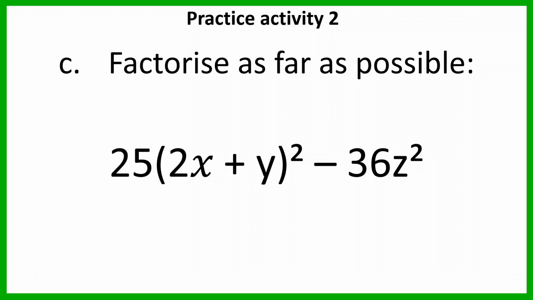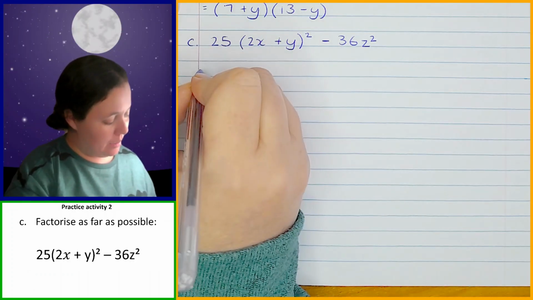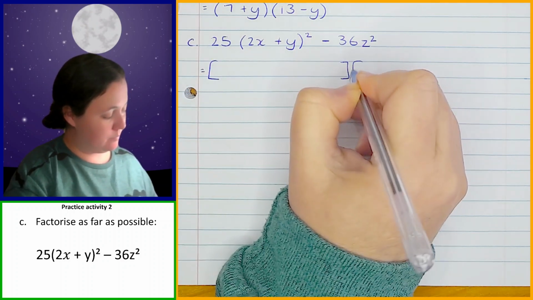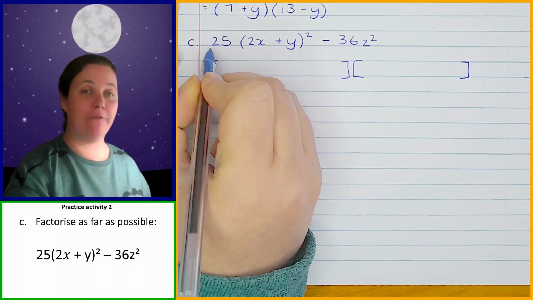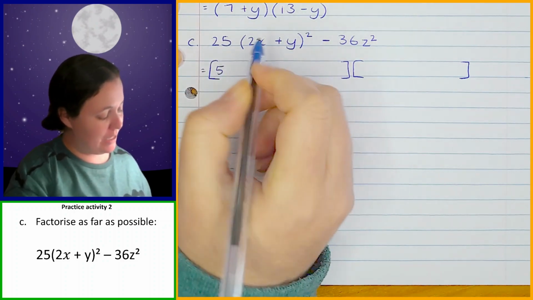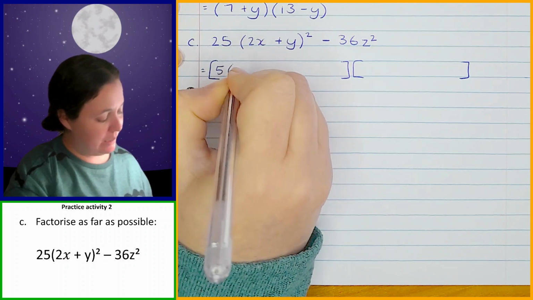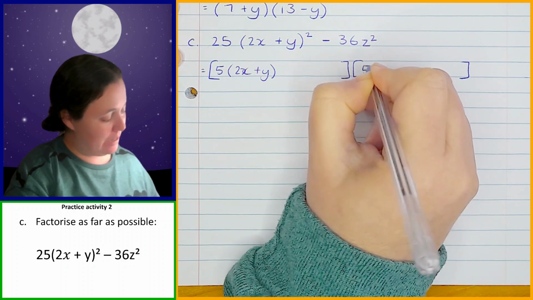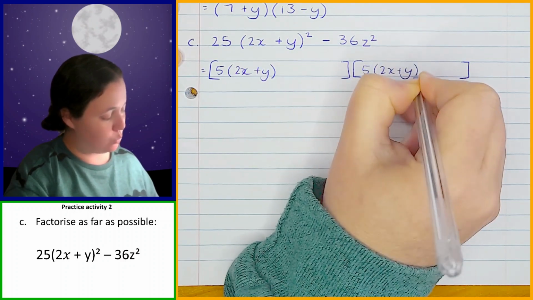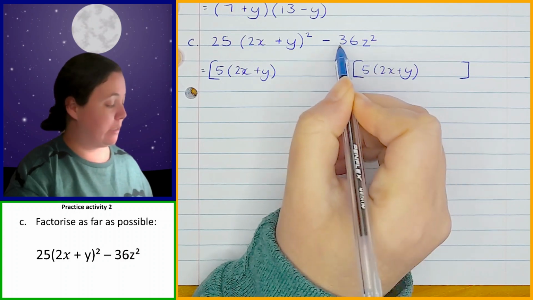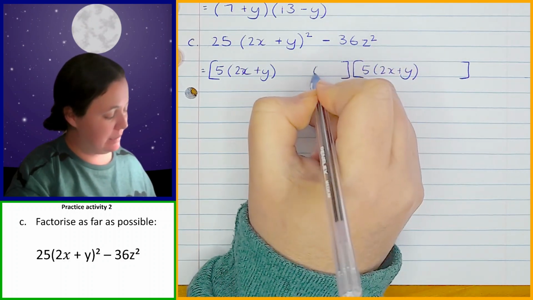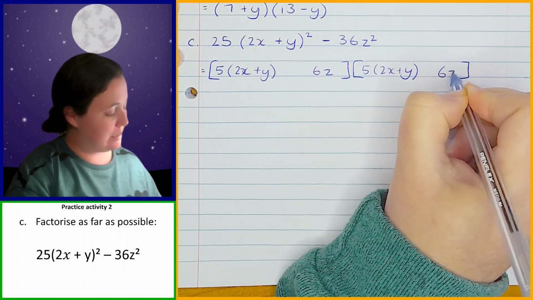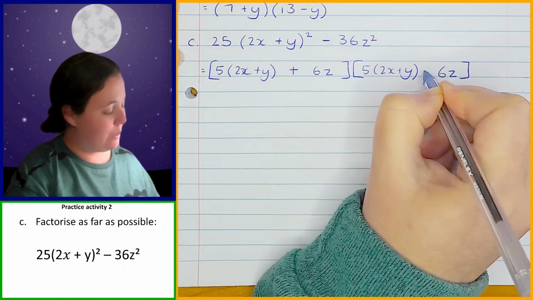Okay, so let's go through that question. Over here, I'm going to start off by opening my square brackets. I square root 25, that gives me 5, and I square root my bracket squared, that gives me 2x + y. Then over here I have 5 and 2x + y as well. Then I square root the 36, that gives me 6, and the square root of z squared gives me z. So over here that's also 6 and z. Then I'm going to have a plus in the one and a minus in the other.